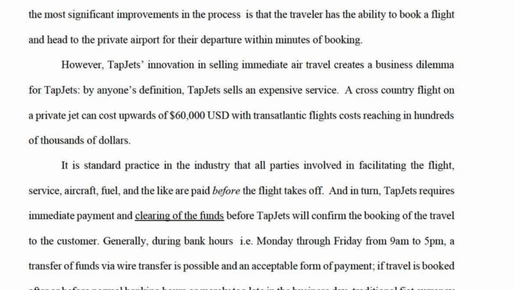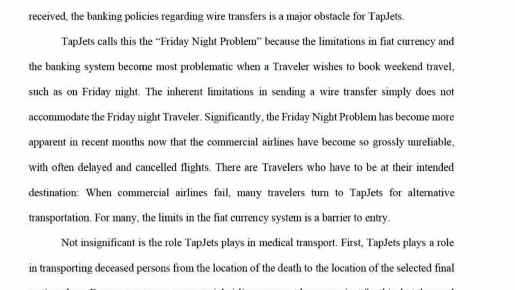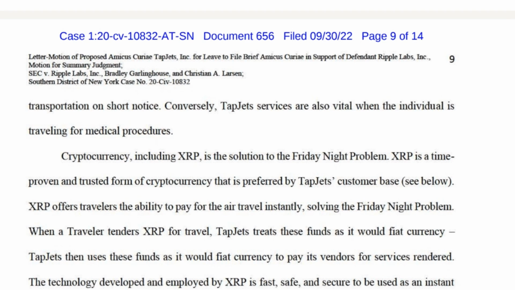However, the company claims that it is interested in the outcome of the trial because it has invested in the technology. TapJets claims that her business will eventually suffer losses if the court recognizes XRP as a security, which will probably prevent her from using the token. TapJets is the only company that allows you to instantly book charter flights on private planes. Since the efficiency of using services is central to the company's business model, it needs to continue using the XRP token.